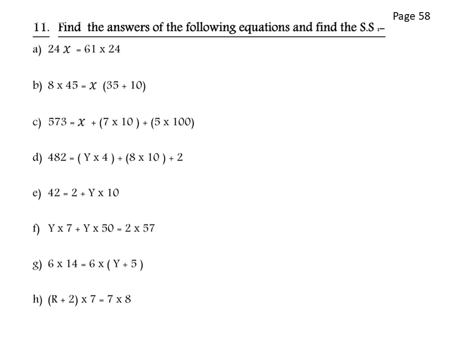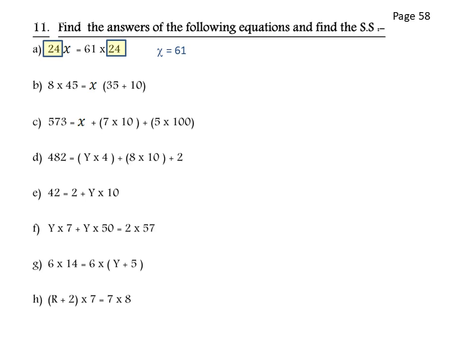Let's see number A: 24 x equals 61 times 24. What do you notice here? When I don't have any operation, it means it's times. I have 24 here and 24 here. So just by looking, x equals 61. I can solve it this way in my exam, except he told me it's mental math, or solve it mentally.